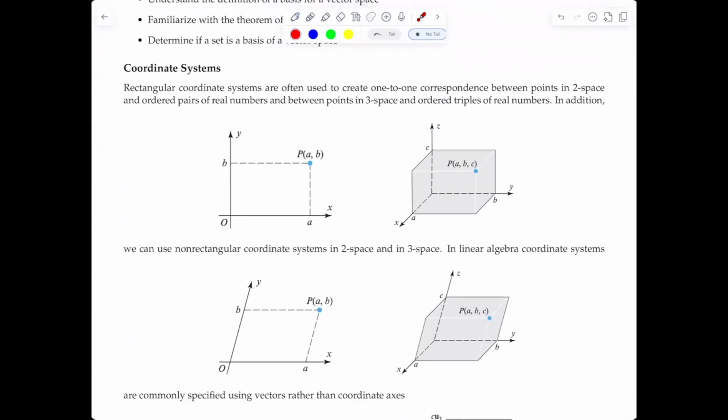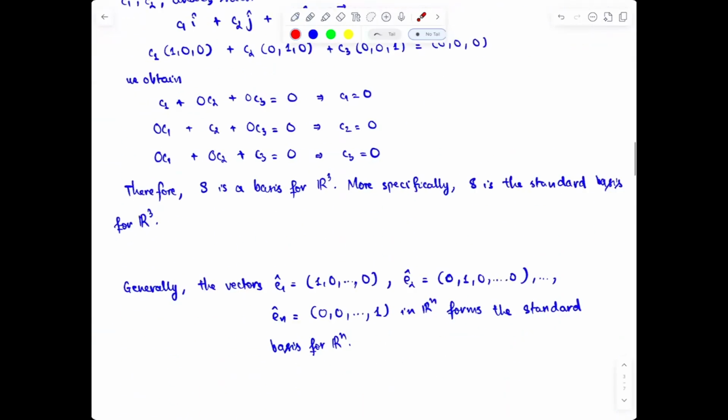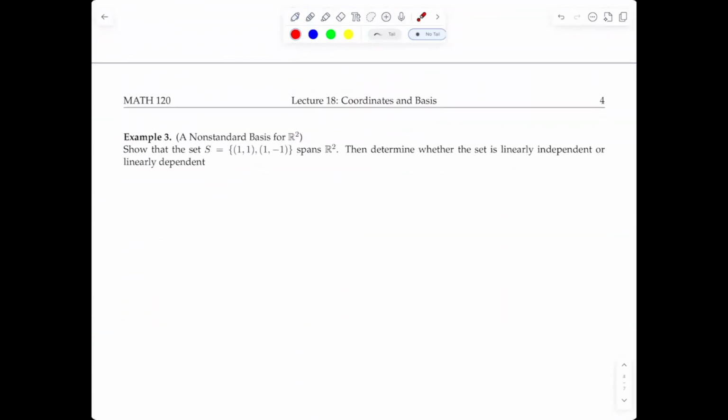Now, as I mentioned earlier, most of the time, this is what you see. You see the rectangular coordinate system. But in practice, that is not always the case. A lot of times, you need to use non-rectangular coordinate systems in 2-space and in 3-space. Okay, so you no longer need a standard unit vector, so you no longer need the standard basis. Now you're going to develop or form certain things called the non-standard basis. Okay, that is example 3, right? A non-standard basis for R2.